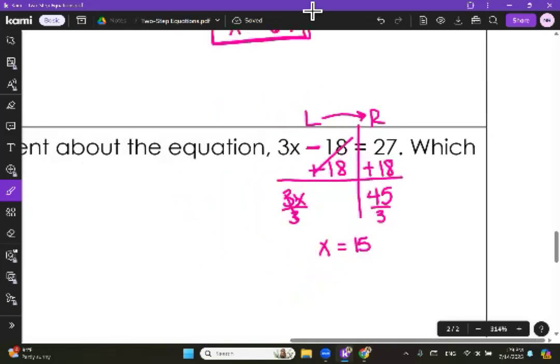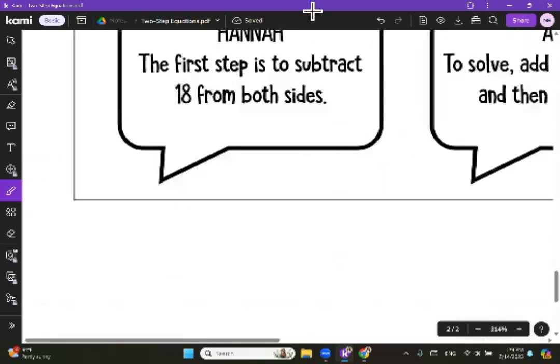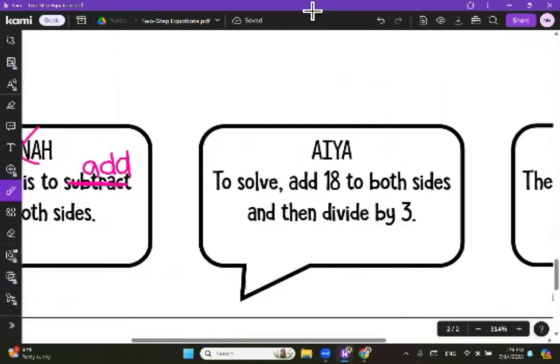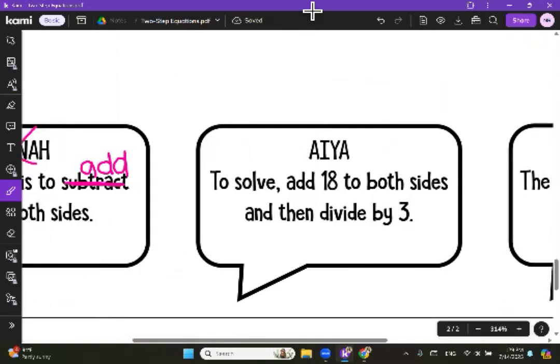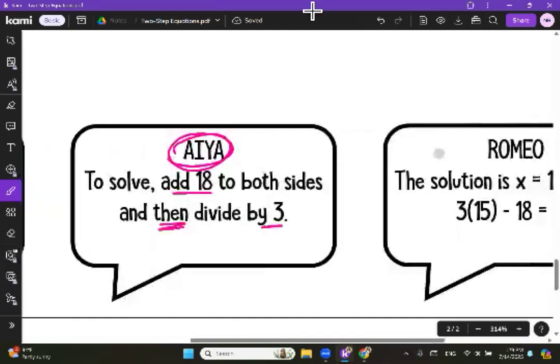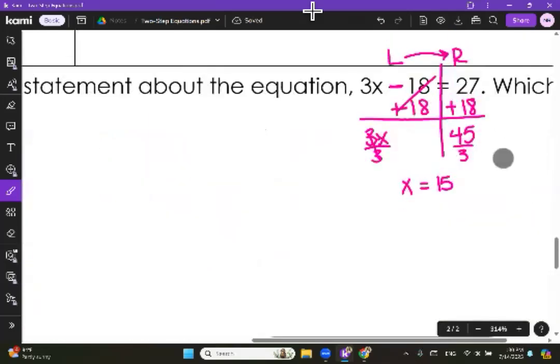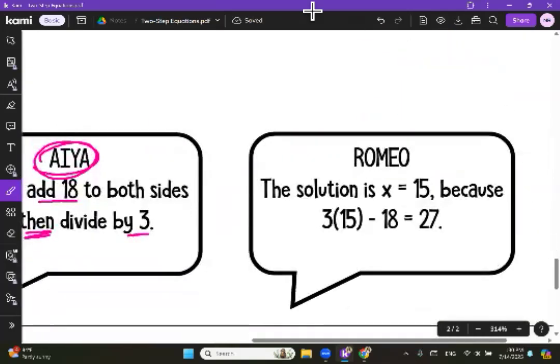All right, let's see who did it right. Hannah. Hannah said the first step is to subtract 18 from both sides. Do we subtract? No, we add. Wrong, Hannah. Aya, to solve, add 18 to both sides, then divide by 3. That's exactly what we did. Way to go, Aya. Romeo, the solution is x is equal to 15. True, because 3 times 15 minus 18 is 27.